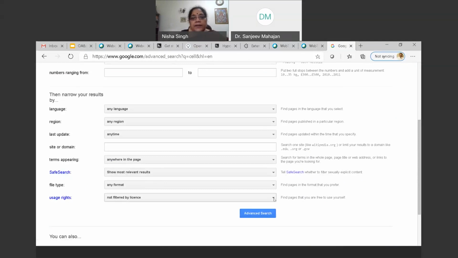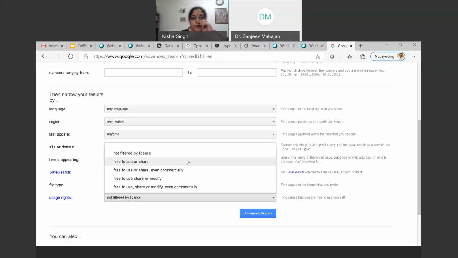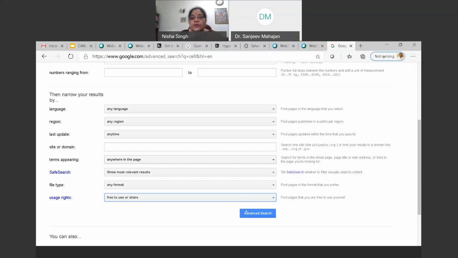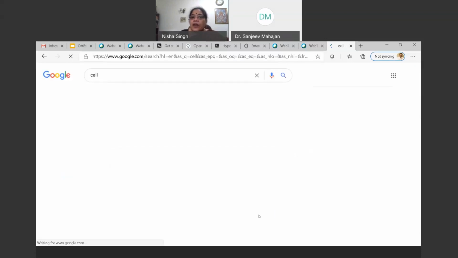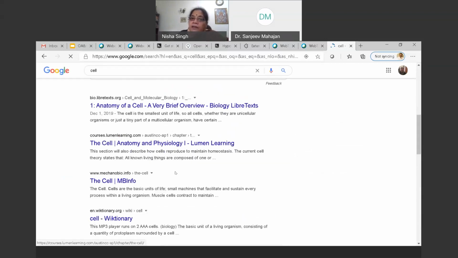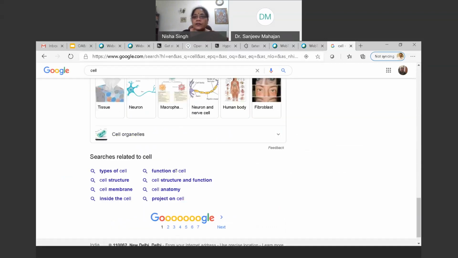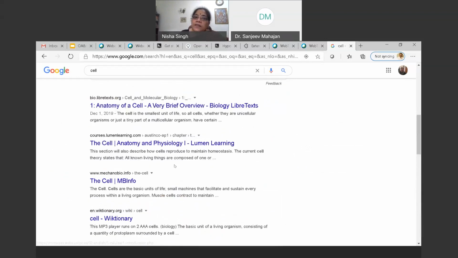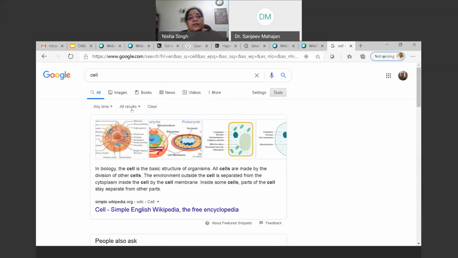Then what is happening is you click on this and then you have free to use and share, free to use and share even commercially, free to use, share and modify. Suppose I want to see free to use and share, advanced search. Now you will get all those materials which are free to use and share. So you can use these materials for any purpose. This is how you can use Google to search for it.